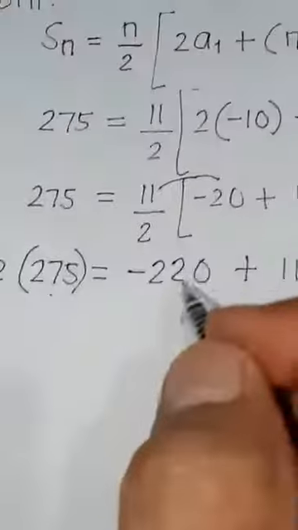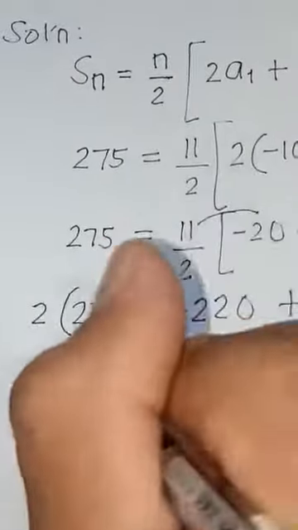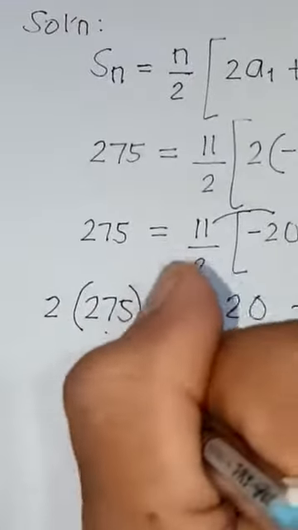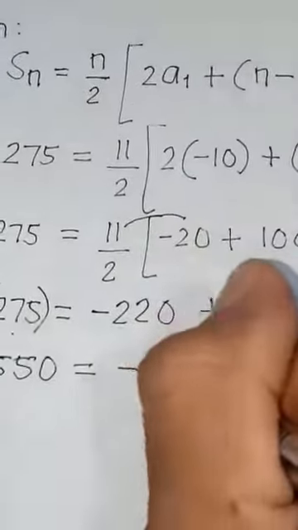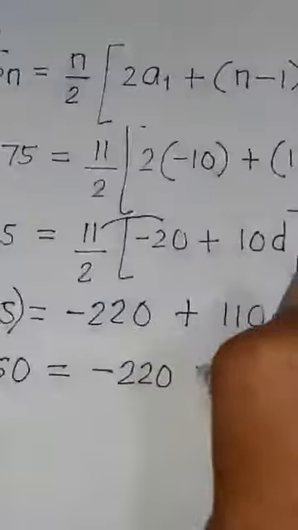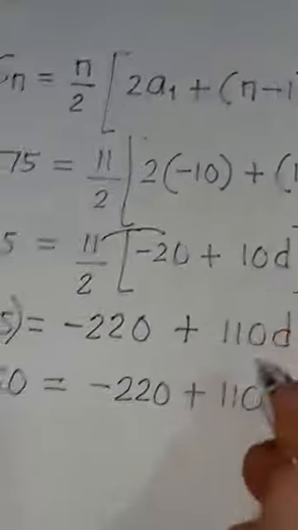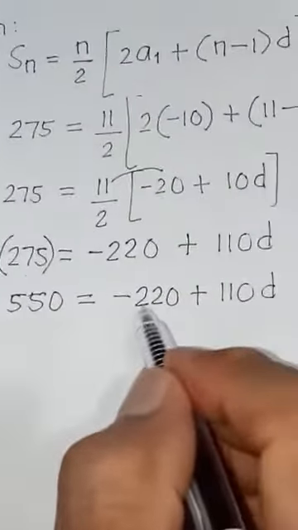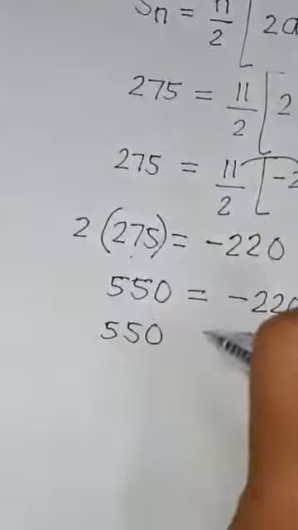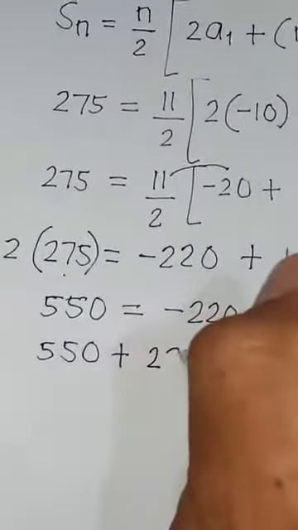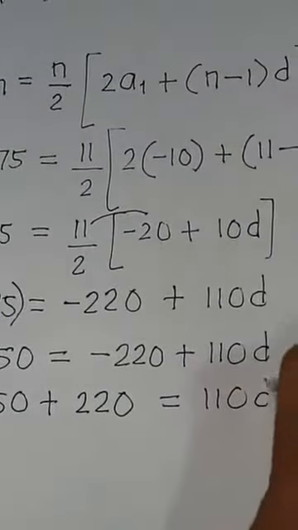Okay, so 2 times 275 will give us 550. So that is 550 equals negative 220 plus 110D. And then transposing negative 220 to the left side, it becomes positive. So that is 550 plus 220 is equal to 110D.